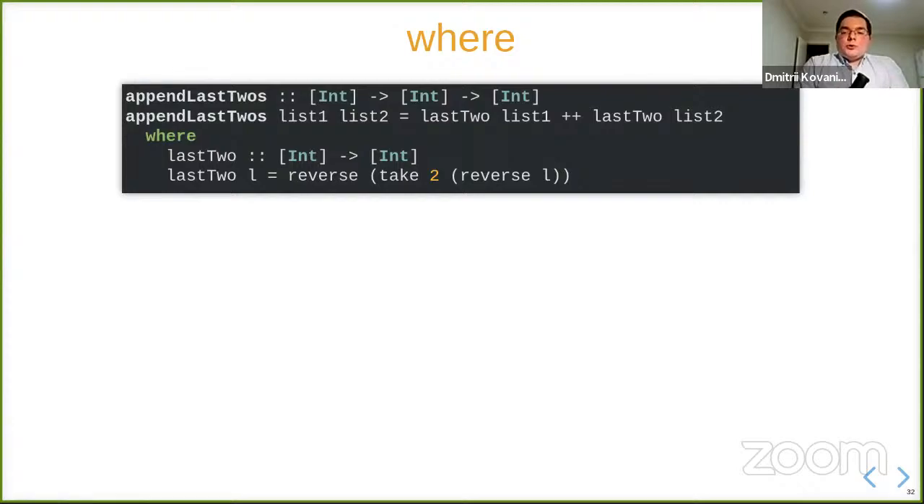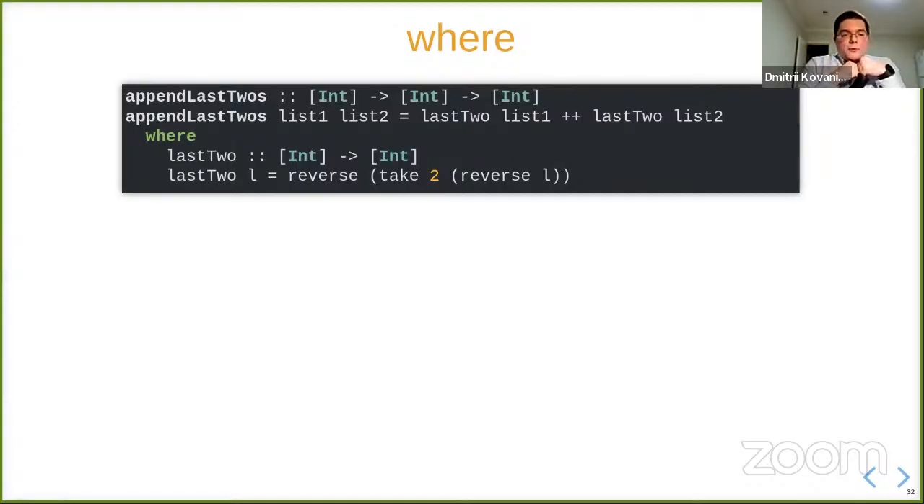And what we want to write now is a function that takes 2 lists and returns another list. And what should it take? It should take the last 2 elements of the first list, then the last 2 elements of the second list, and just append those last elements together. Okay, so we think it makes sense to create a local function that takes a list and returns the last 2 elements of the list.